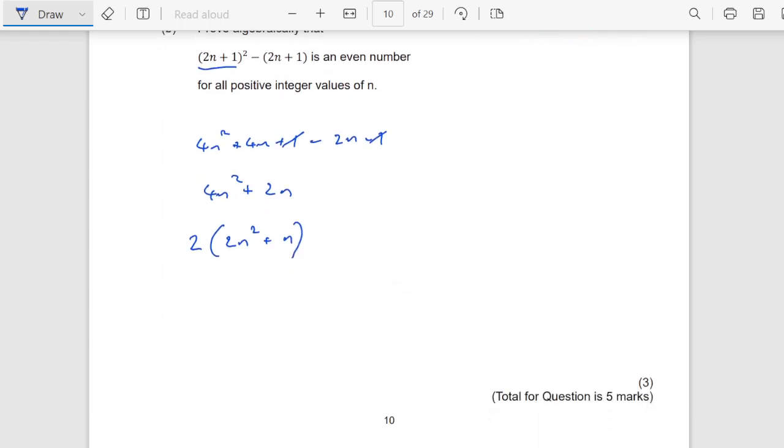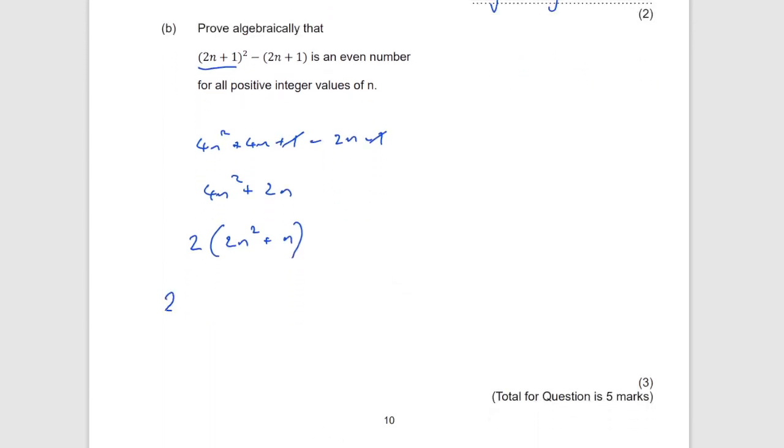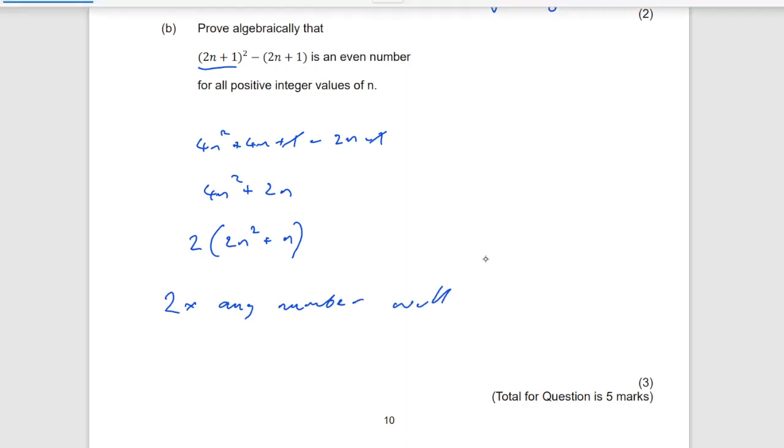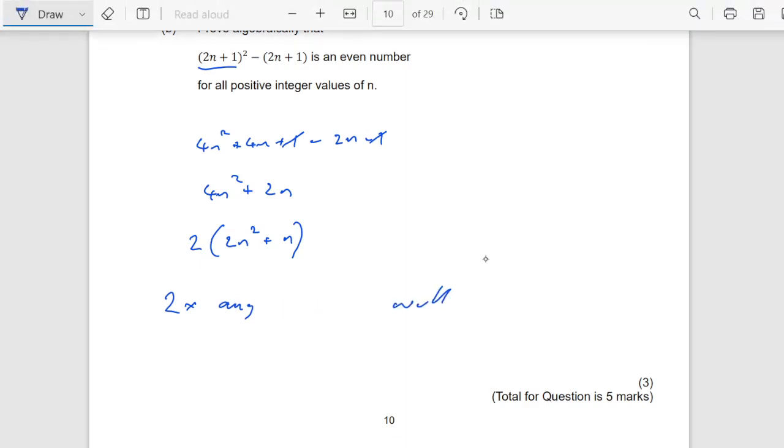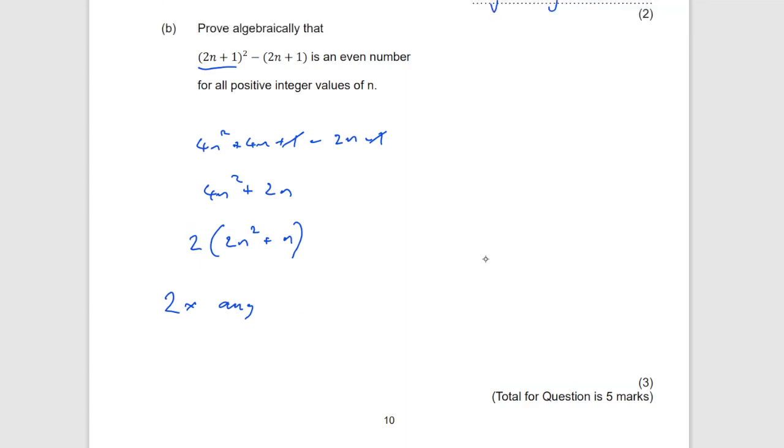So, and I'm going to say 2 times any number, actually, instead of any number, I'm going to say any integer. I'm going to go even further and say any positive integer will be even.